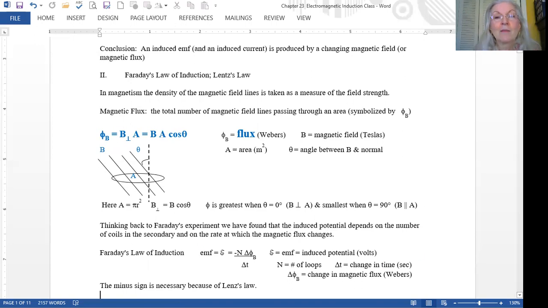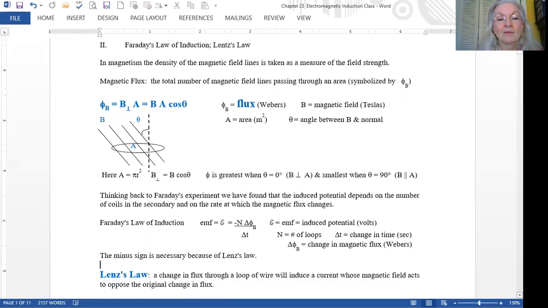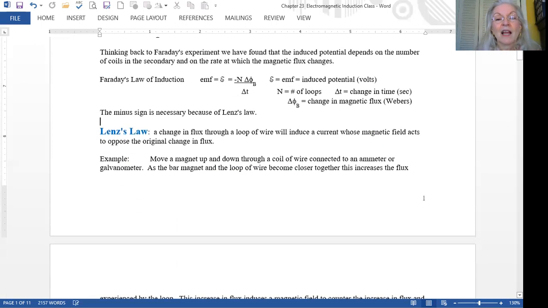You do not need to memorize this equation. We're not going to calculate things with it. I just wanted you to understand what we were talking about.